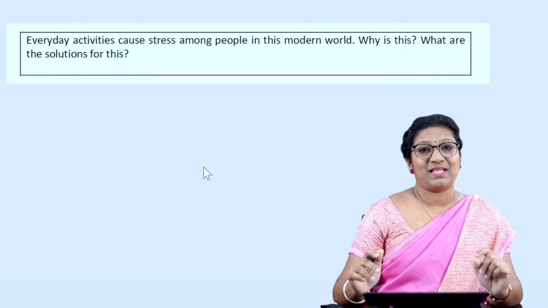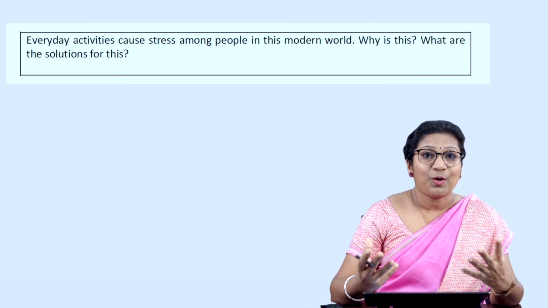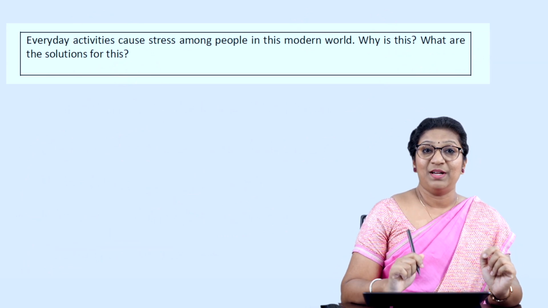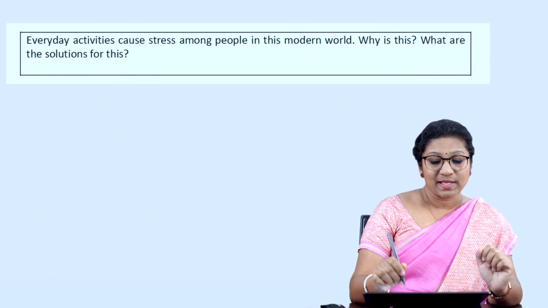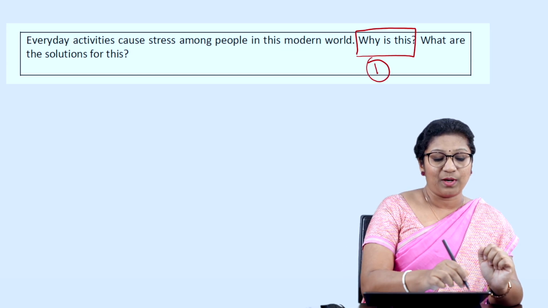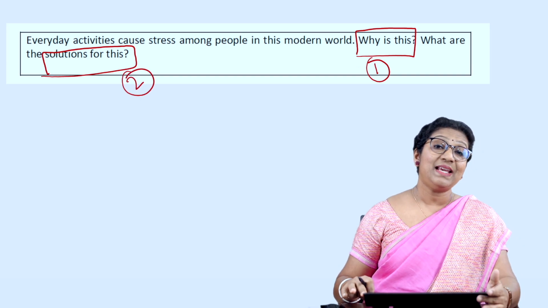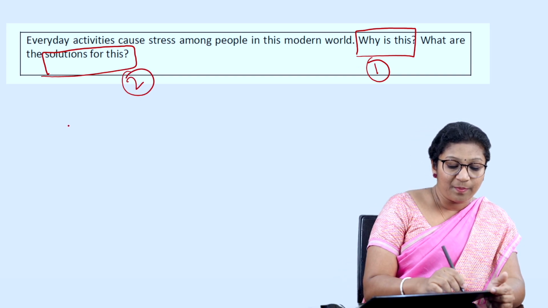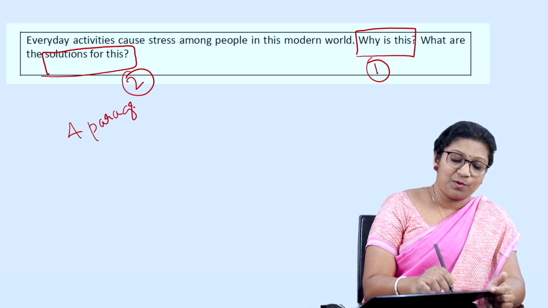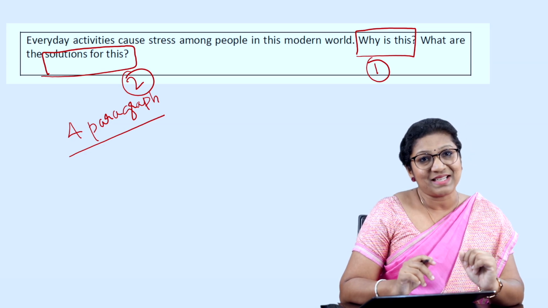Now let's look at the question and do a quick discussion of what we can include in this. Now remember, you should be answering both the questions given, which is why is this, and the second one, what are the solutions for this. We can easily follow a 4-paragraph structure. Okay, this is the most accepted and easiest way to construct an essay.